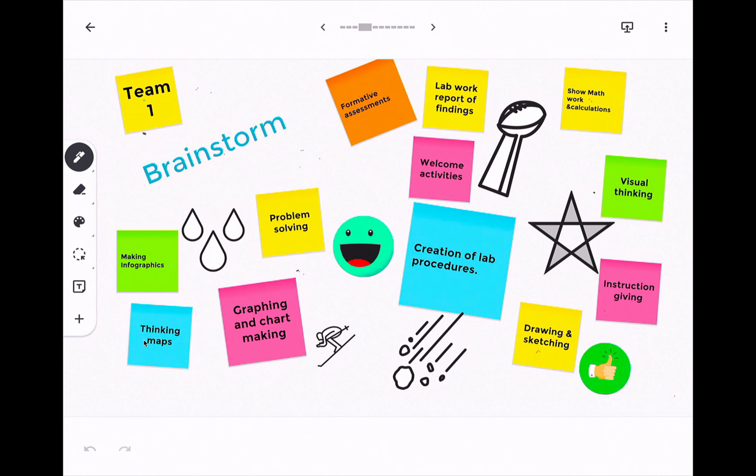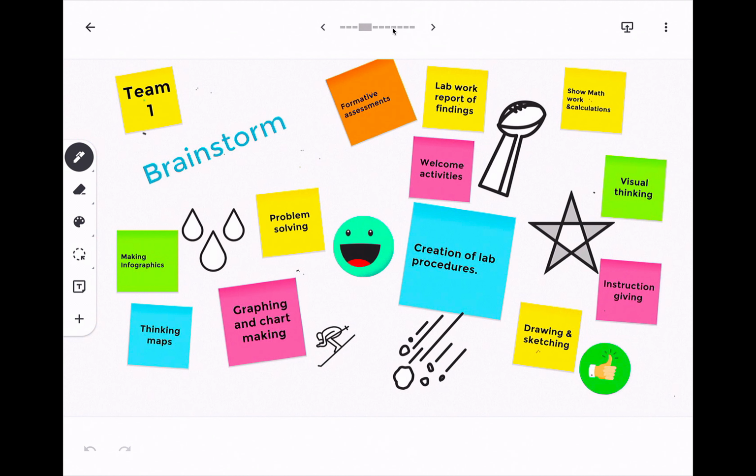You can also do thinking maps, graphing, and chart making. Everything that you can do on a regular whiteboard, you can do on a Jamboard, but with many extensions and other things that you can do. For example, this is what I did last time. I told my students to make teams of 3 students, and they would have a team for each one of these frames, and they had a task.